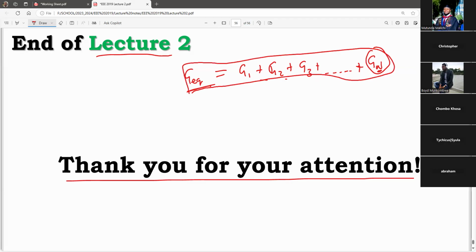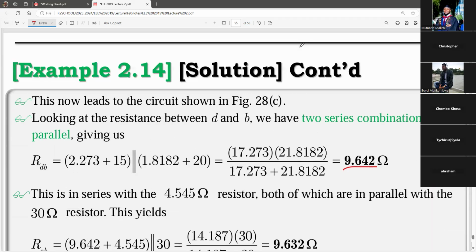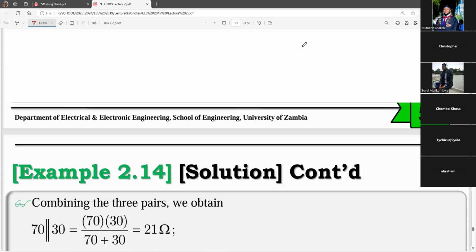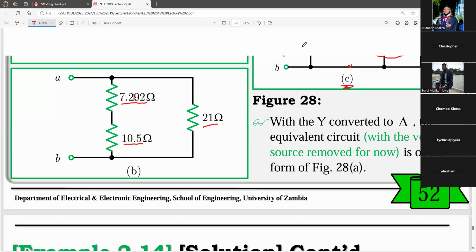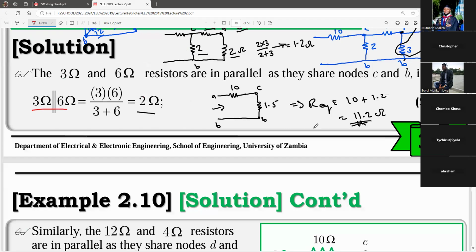Oh, okay, thank you. It's clear now. Okay, sure. I think there should have been a circuit showing this. Where was that? Okay, this was for series. Okay.